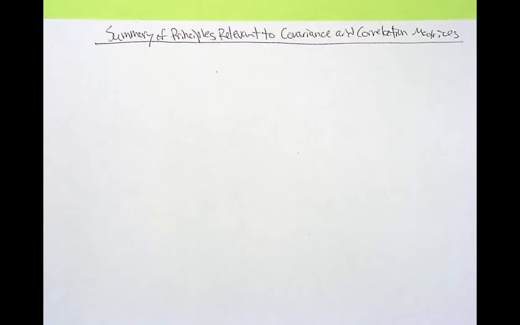So now we're going to talk about some principles relevant to covariance and correlation matrices. This video is essentially just a review of things we talked about, but I'm going to try to connect them together. And we're going to talk about the relationship between matrix operations and the various matrices in the process of creating both a covariance and a correlation matrix.